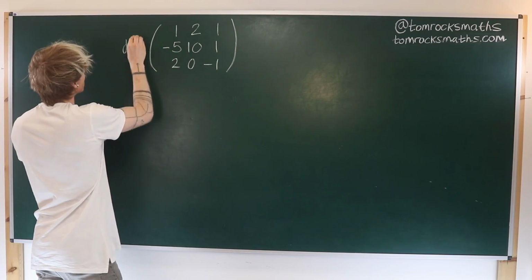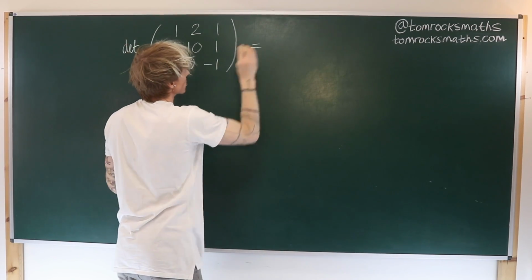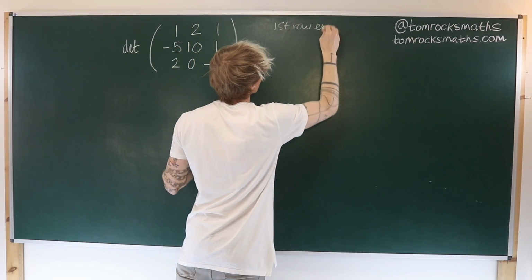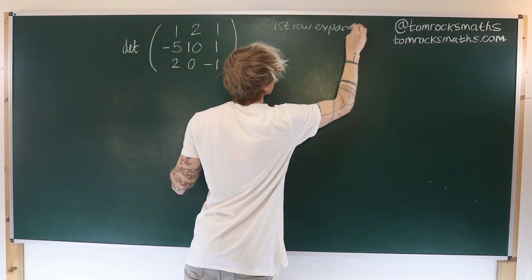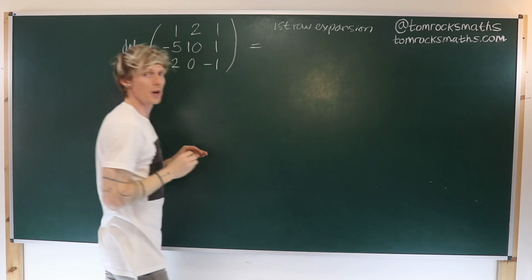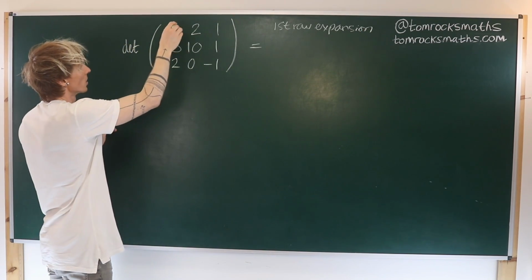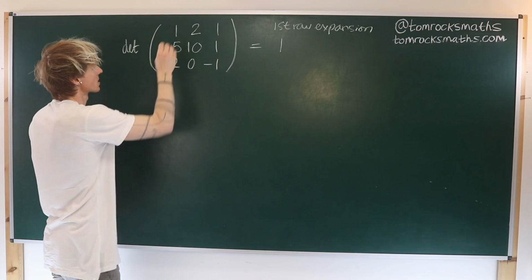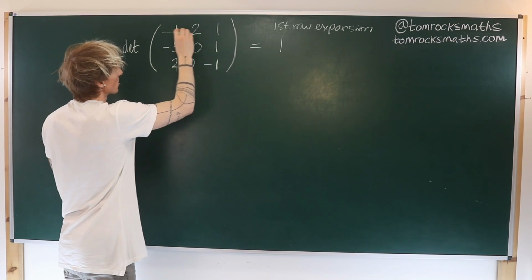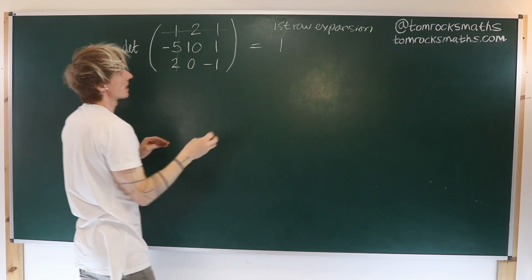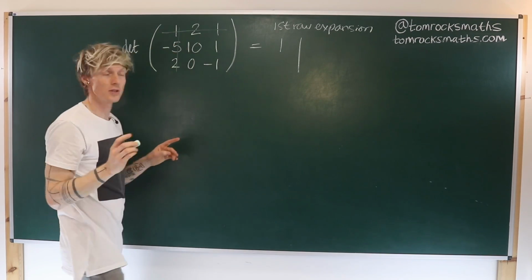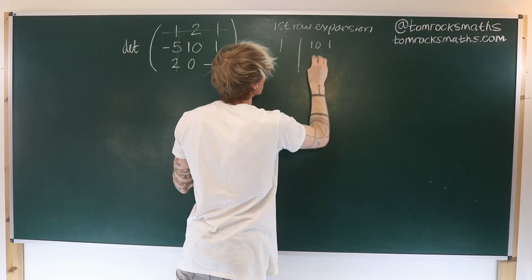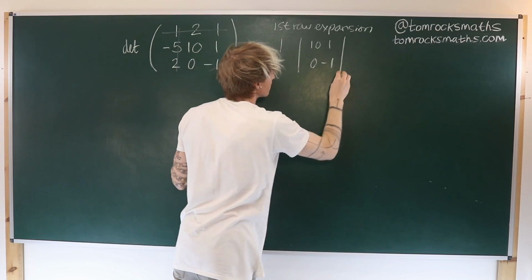So, the determinant is equal to, and this is our first row expansion. Okay, so remember how to do this. We go 1, and it has a plus from our coefficient matrix. So we cross off these and we cross off those. So it's 1 times the remaining 2 by 2 determinant, which is 10, 1, 0, minus 1.